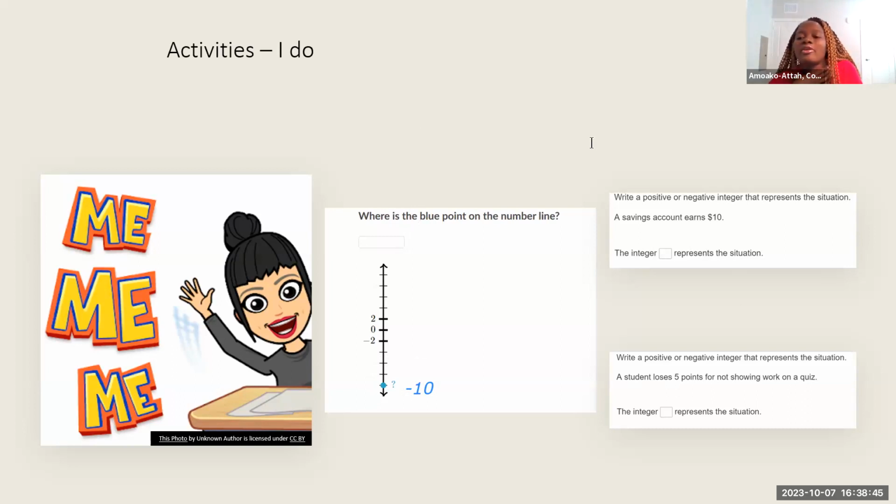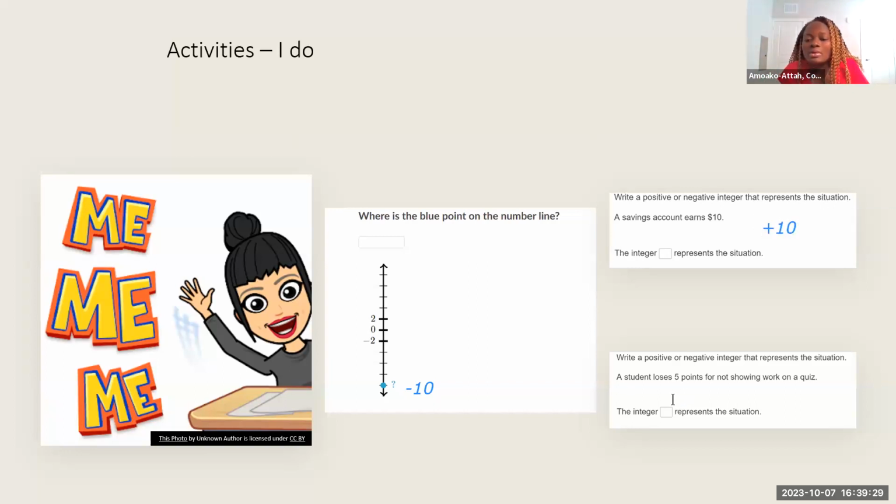Write a positive or negative integer that represents the situation. A savings account earns $10. Again, the key word here is earns. That should guide you. If you're earning, it means it's a plus. Everyone wants to earn money, right? So write an integer that represents this. Earns means I'm earning, I'm gaining, and of course that's a plus to me. So this becomes plus 10, right?